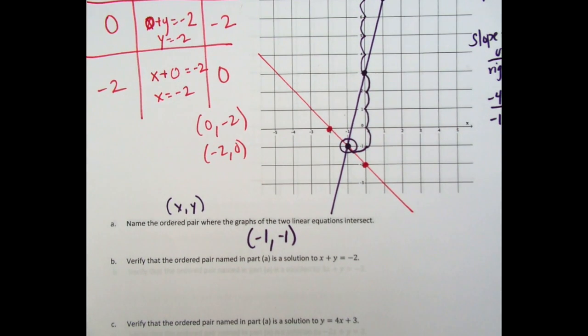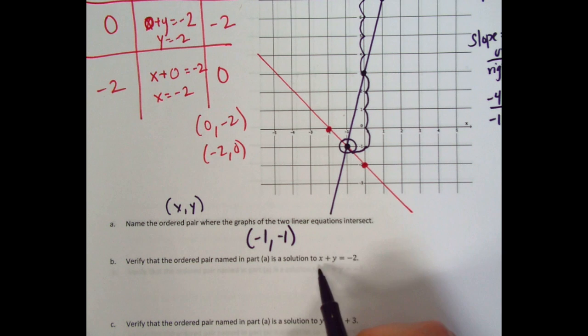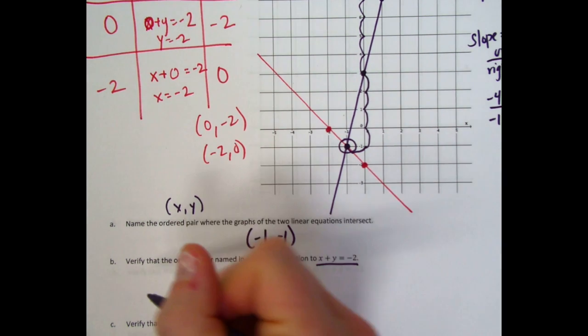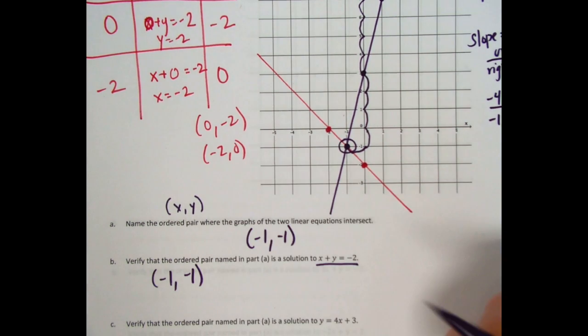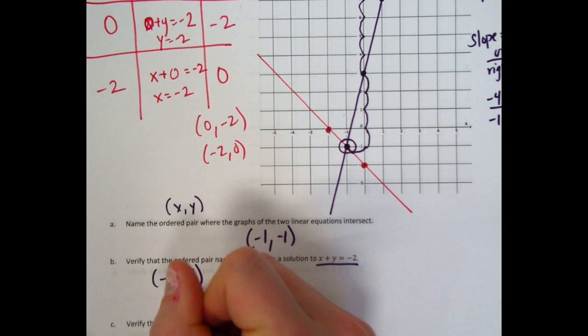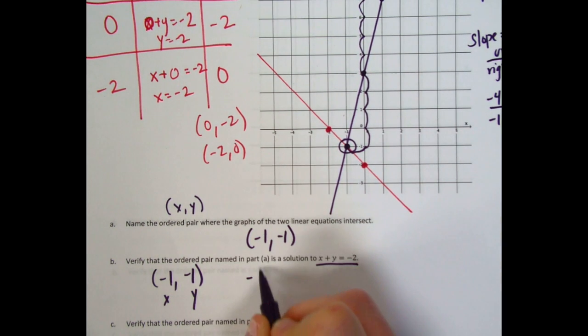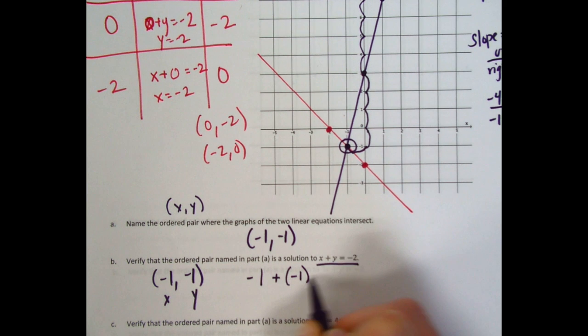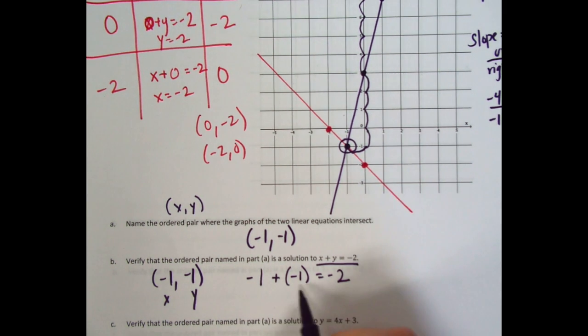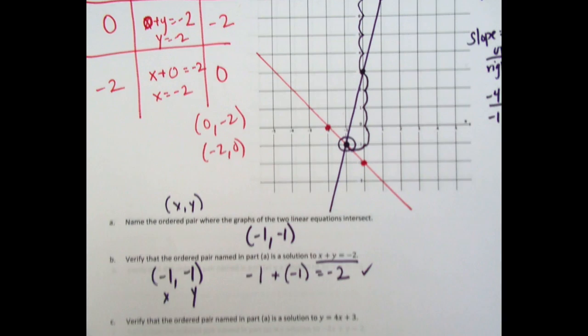Verify that the ordered pair named in part A, this one right here, is a solution to our first equation. So I'm going to take negative 1, negative 1. I'm going to plug it into this equation. This is x, this is y. Negative 1 plus negative 1 equals negative 2. Is this true? Yes, this is true.